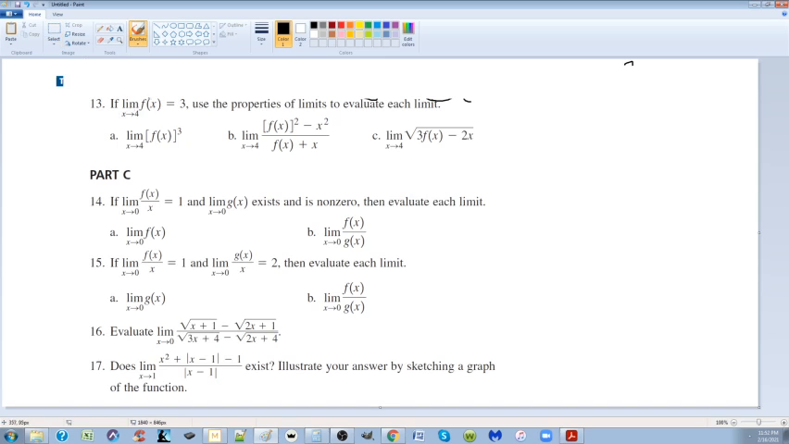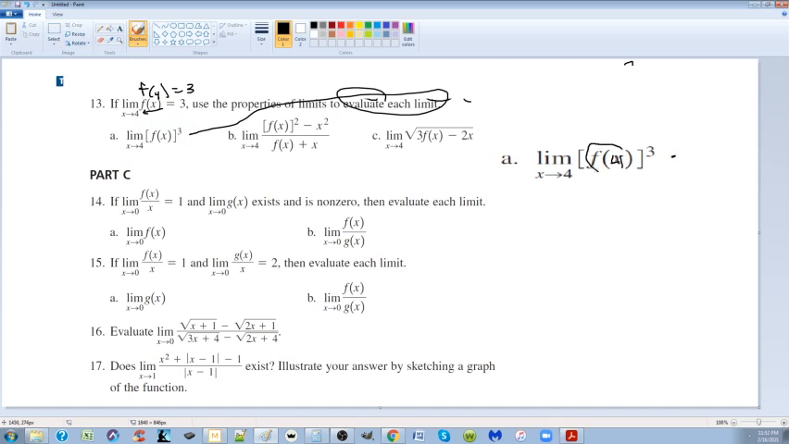They're doing it again here. They're saying that if f of 4, because they gave us 4 down here, is equal to 3, use the properties again to calculate this. So again, as x approaches 4, wherever you see x, you replace it with 4. And you say, do I see f of x there? Yes, I do. So I replace it with the value you told me it reaches, which is 3. Okay, 3 to the third is 27. So the answer to this one is 27.